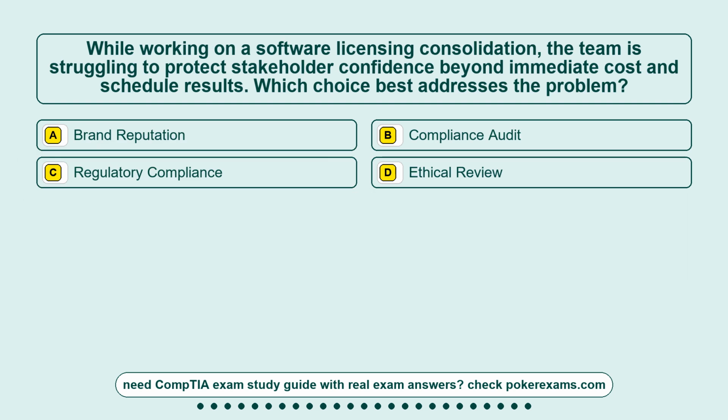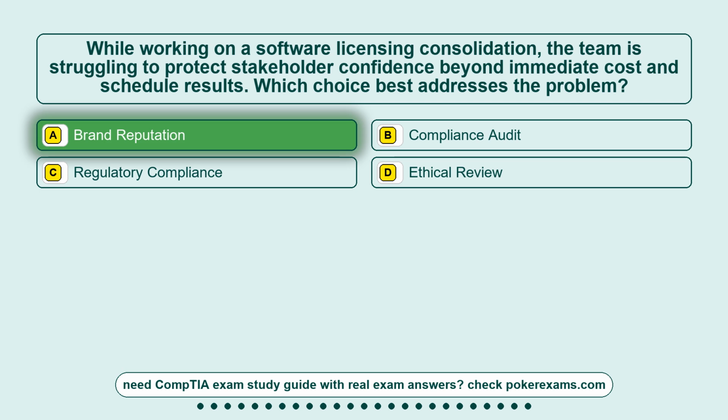Question 6. While working on a software licensing consolidation, the team is struggling to protect stakeholder confidence beyond immediate cost and schedule results. Which choice best addresses the problem? Option A. Brand reputation. Option B. Compliance audit. Option C. Regulatory compliance. Option D. Ethical review. The correct answer is option A.